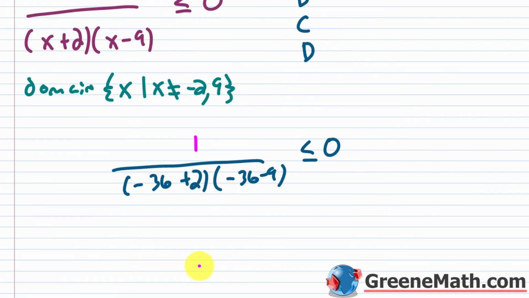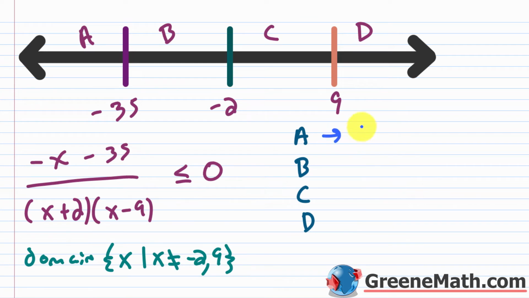Down here, we know that this is a negative and this is a negative, and a negative times a negative is a positive. So you would have a positive over a positive, which is not less than 0 and not equal to 0. For completeness, -36 plus 2 is -34, and -36 minus 9 is -45. If you multiply these together, you get 1,530. But the key thing is that this is positive, not less than 0 and not equal to 0. So for interval A, things are not going to work, so we'll put false here.